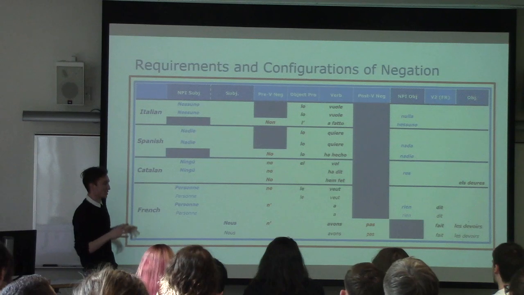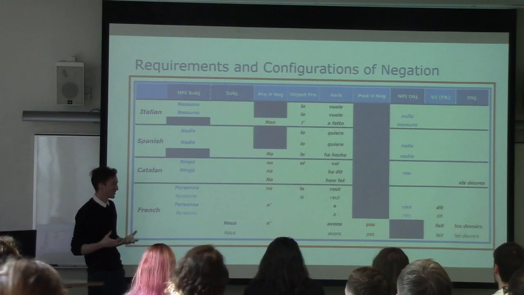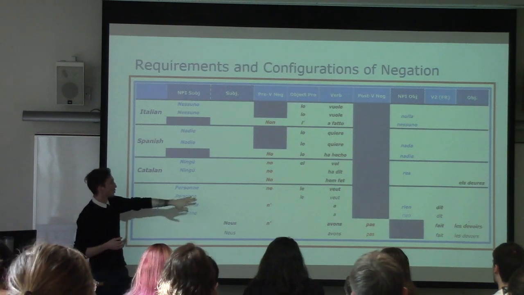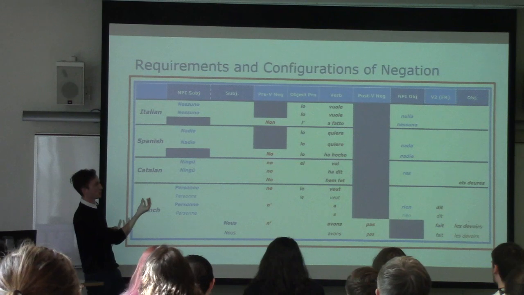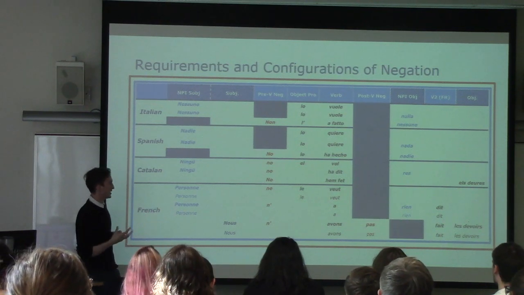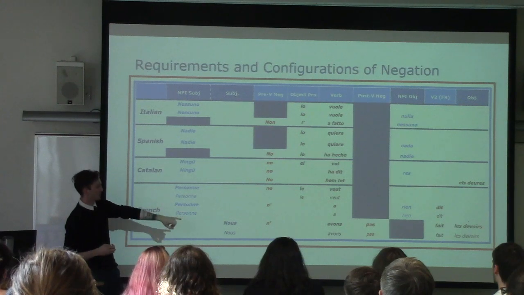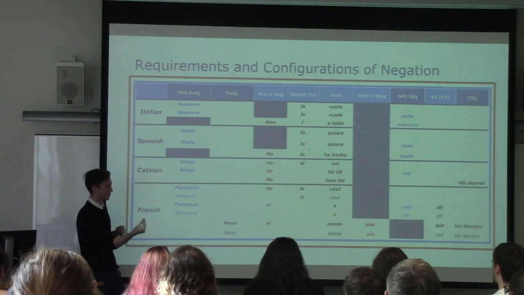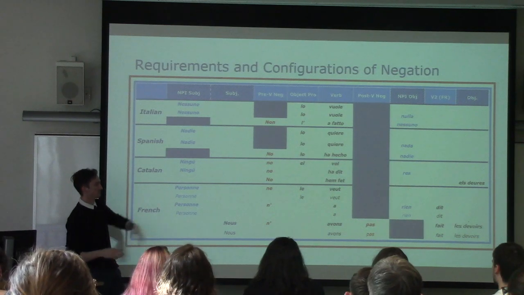French expresses behaviors that exemplify all three stages of the Jespersen cycle, actually, because we see in personne ne le veut just the expression of a preverbal negation marker without the postverbal negation marker, the expression of both ne and pas in nous n'avons pas, and then the expression of just the postverbal negation marker, the third stage of the Jespersen cycle, here in nous avons pas.